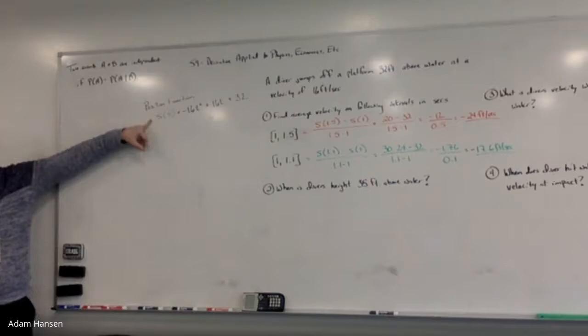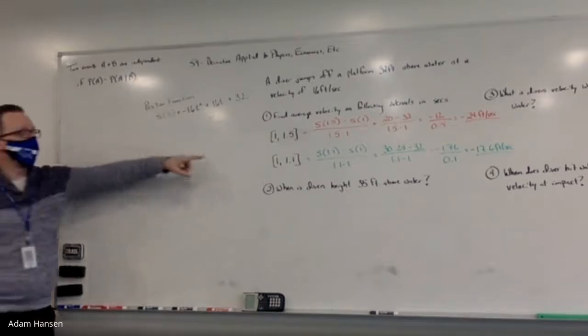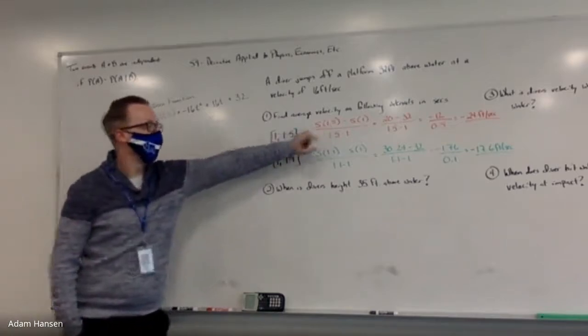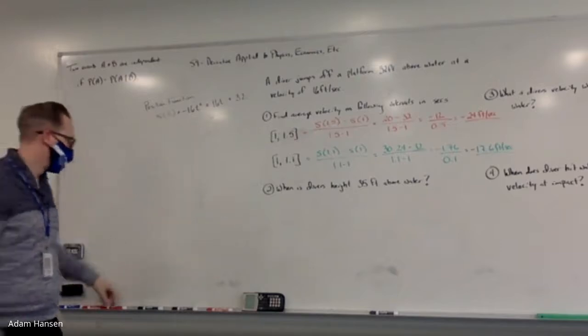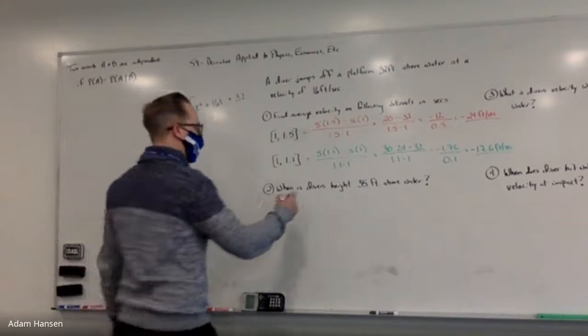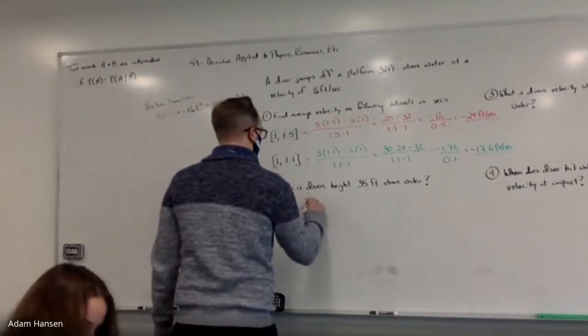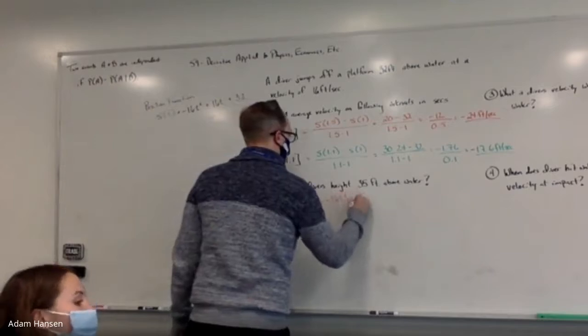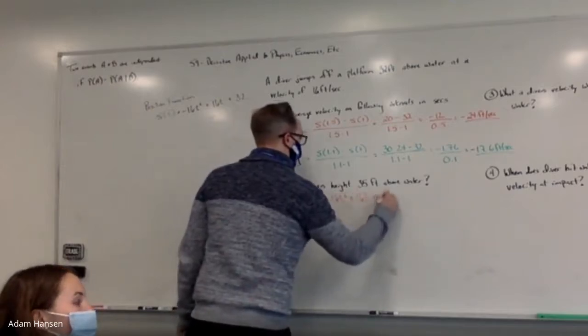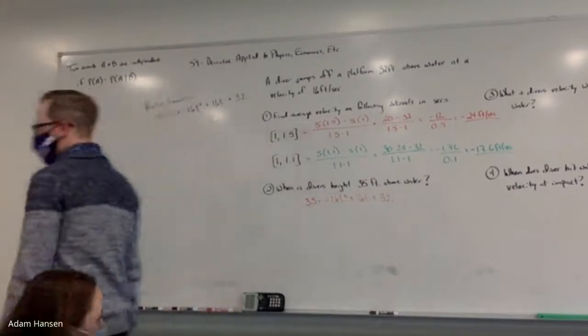Do I plug in 35 or do I set equal to 35? Set it equal. It's just the opposite, right? I plug in a time to find the height. Now I can substitute in the height to find the time. So when is 35 for the height equal to negative 16t squared plus 16t plus 32?